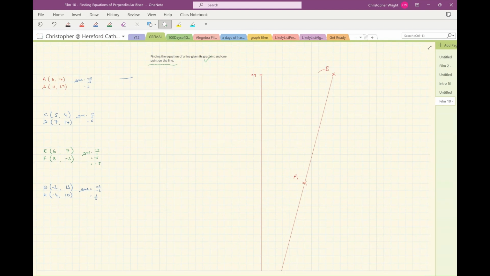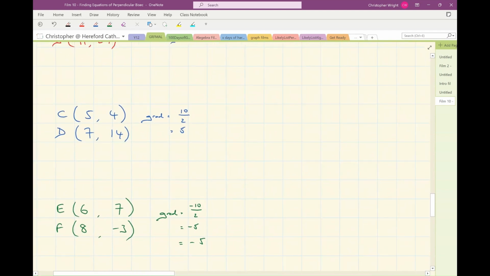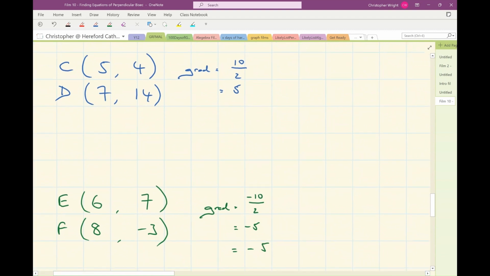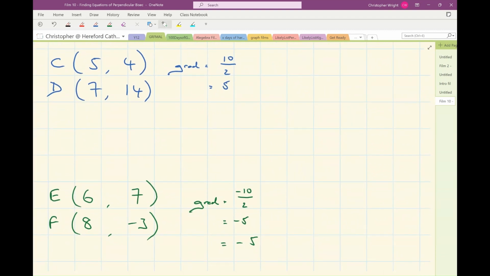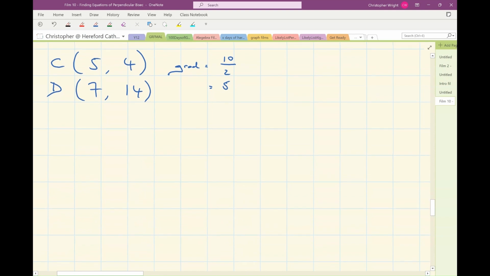Okay, and let's have a look at the case of C and D here. Let's find the equation of the line from C to D. You could make a start on that if you wanted to. The first thing you need is the gradient from C to D. Well, you've got that already. So now we're going to say, well, we know that y equals mx plus c, and we know that the little m is the gradient. So we know that y equals 5x plus c.